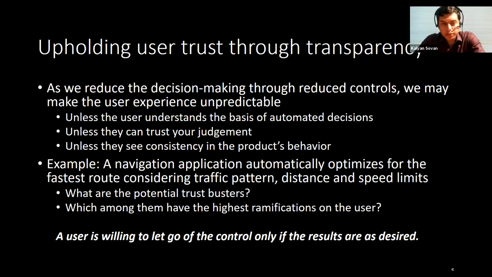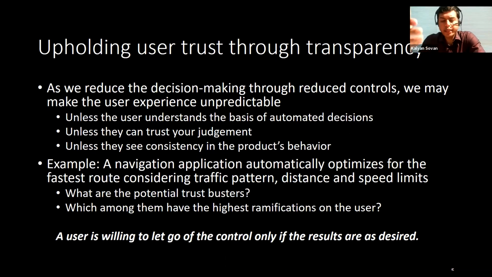So as we try to reduce the decision making and reduce the controls in that way, we can eventually make the user experience unpredictable, right? If the user does not understand the basis of the automated decision, or they cannot trust your judgment, or see some inconsistency in your product's behavior, the experience will not be great, and they will lose trust, and they will probably prefer a mechanism which will provide them better control. And this is where you start losing your user, or your customer.